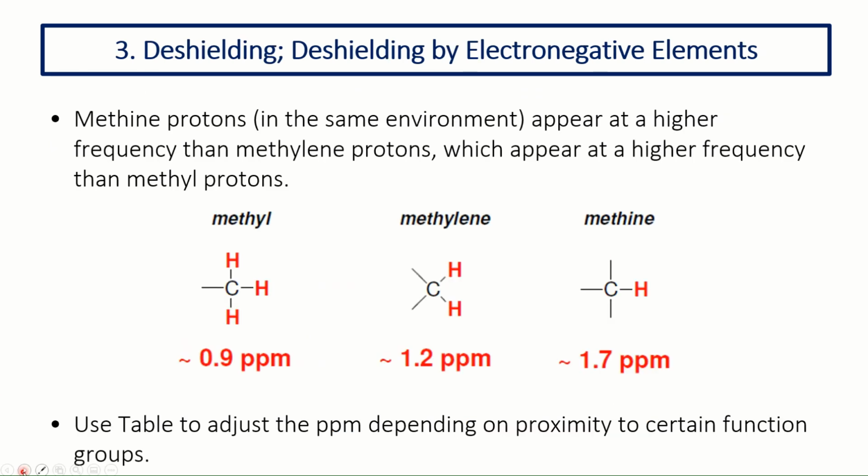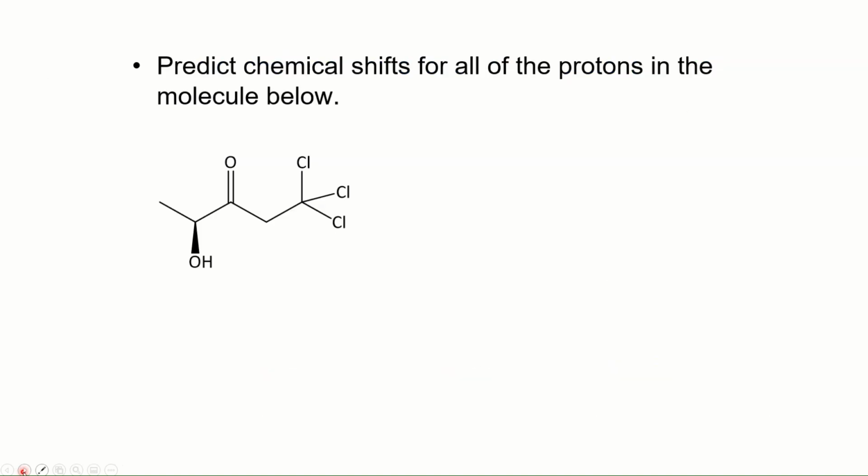We also see the difference between the methyl, methylene, and methine protons. Methine protons, of course, appear at around 1.7 ppm. Why don't you go ahead and try to predict this fella, and we'll talk about that one during our discussion in class.